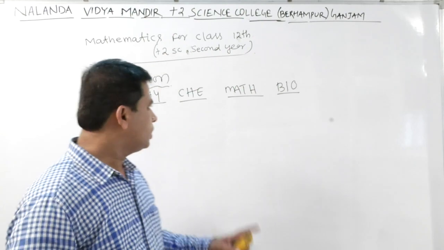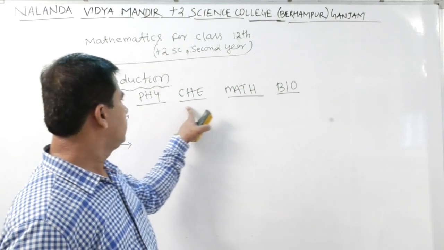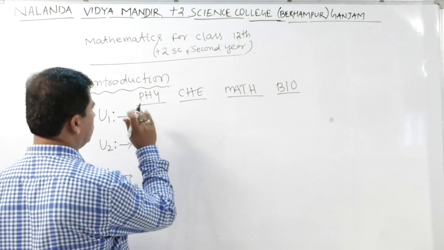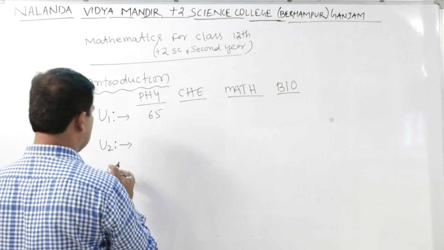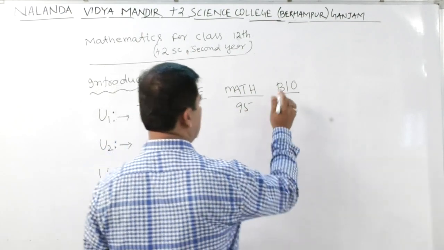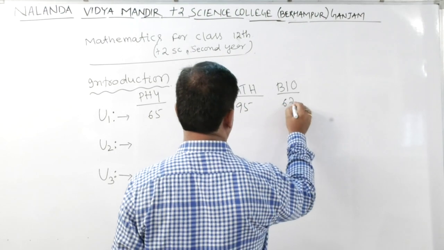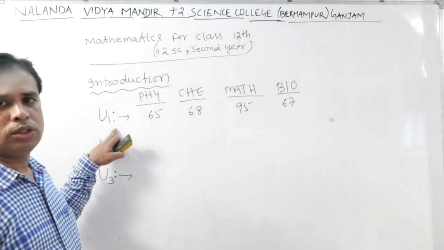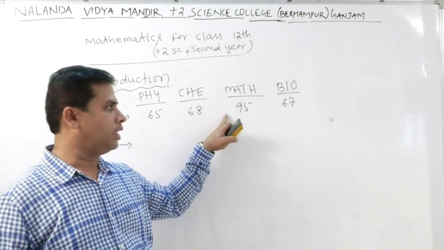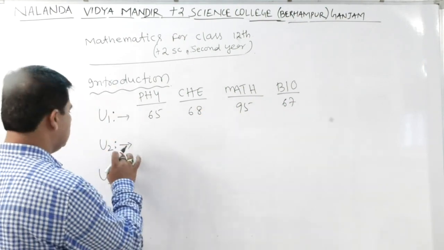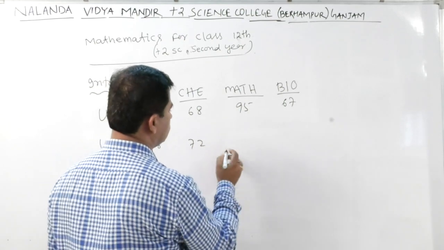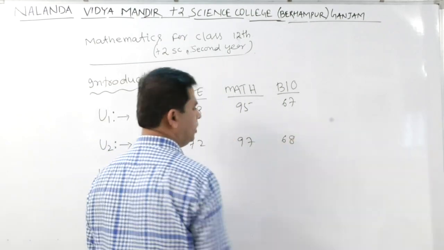Now, your scores in the respective units and subjects are like this. In the first unit test, your score in physics is 65, in chemistry 68, in mathematics 95, and in biology 67. Similarly, in unit test 2, your score in physics is 68, in chemistry 72, in math 77, and in biology 68.